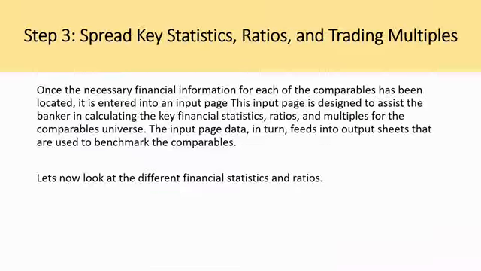Now, step 3. Once the necessary information for each of the comparables has been located, it is entered into an input page. This input page is designed to assist the banker in calculating the key financial statistics, ratios, and multiples for the comparables universe. The input data, in turn, feeds into output sheets that are used to benchmark the companies. Let's now look at the different financial statistics and ratios.